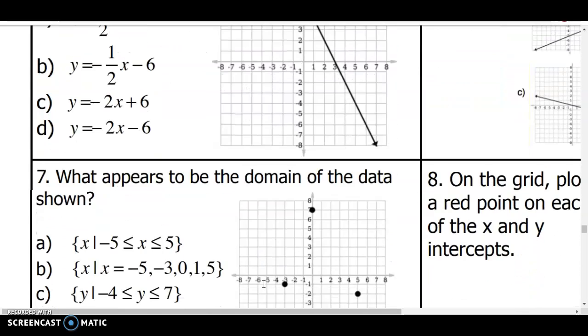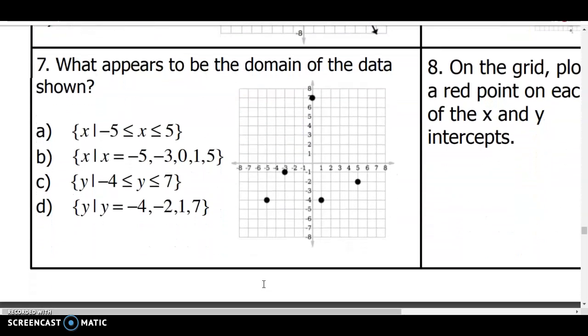All right, number 7, what appears to be the domain? When I'm talking about domain and range, domain is always my x's. So I just need to find the x value of every single one of these points. All right, I see that this one has a y in there. Actually, I see that C and D have y's, so I know that's not going to be my answer. I can mark those off.